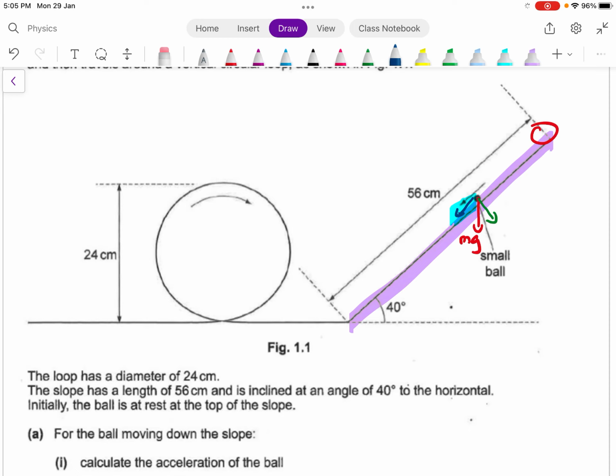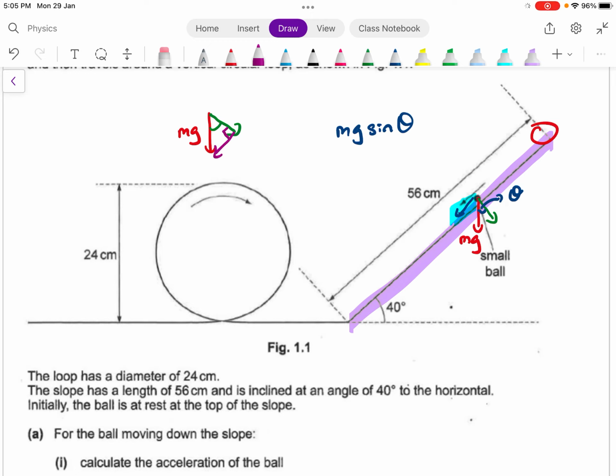With this, you must know the parallel component in terms of theta and your mg. Always remember your mg is your hypotenuse, then the green one is your adjacent, and the blue one will be your opposite. This is theta, so I simply use mg sine theta. Why is it mg sine theta? If I draw the right angle triangle, this is your mg, this is your adjacent, this is your theta, and the parallel component is here.